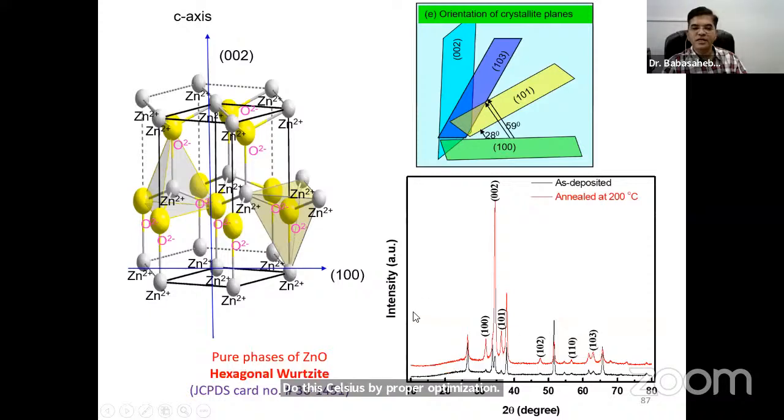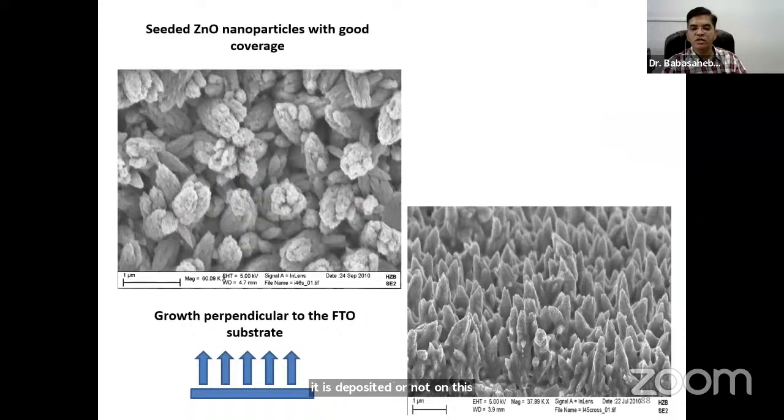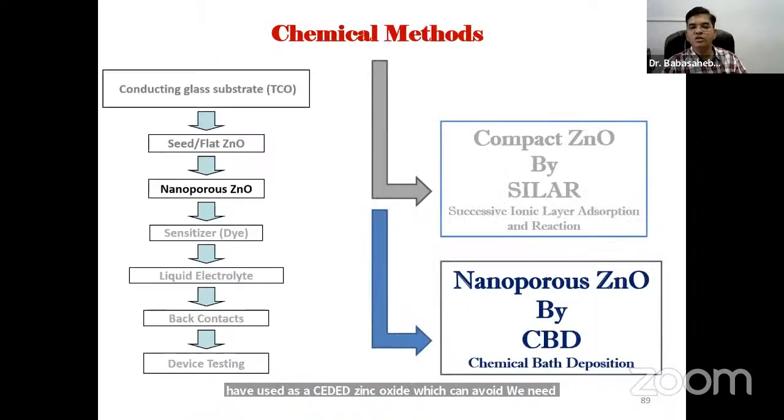And here is the X-ray diffraction pattern, just to understand whether zinc oxide is deposited or not. On this, we observed the hexagonal crystal structure of zinc oxide. But the most important is the morphology. Here you can see the seeded zinc oxide, which has growth perpendicular to the substrate surface, on the FTO-coated glass substrate. We used it as a seeded zinc oxide, which can avoid penetration of the liquid electrolyte towards the FTO, which can short the device.